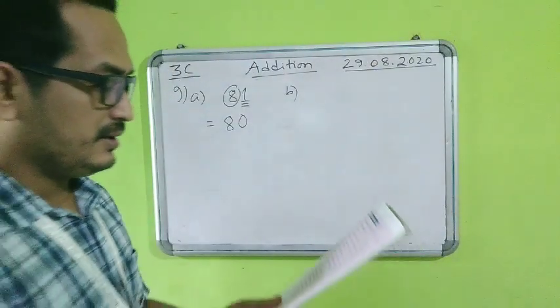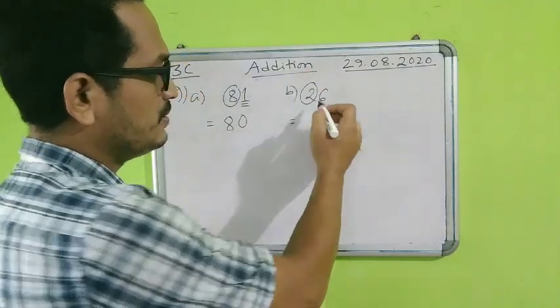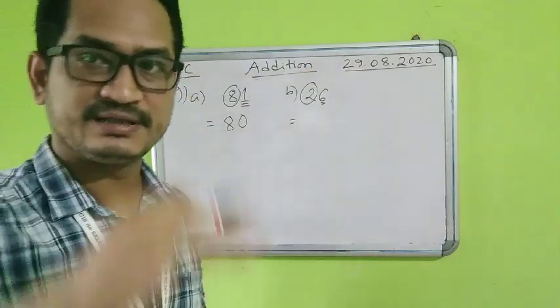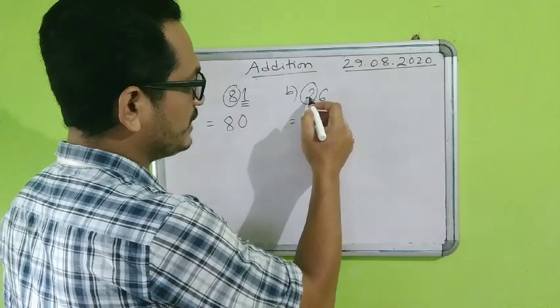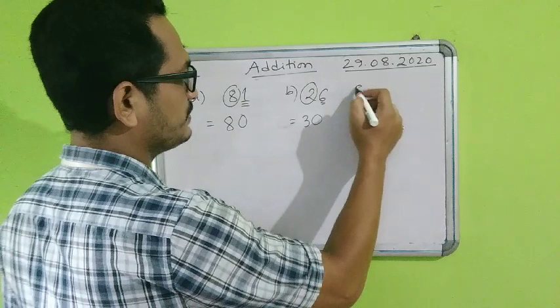Number B, it is 26. 26, if you see, the tens place is 2, but the ones place is 6, which is greater than 5. So there will be 1 added. So 2 plus 1, 3, and 6 will become 0. So it will be 30.